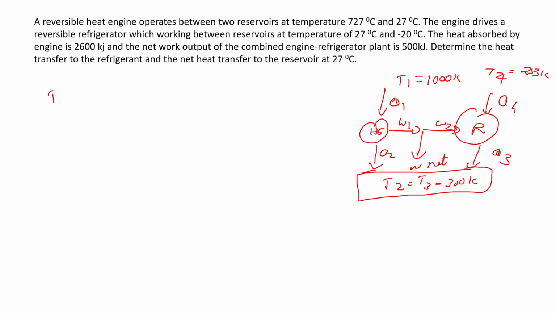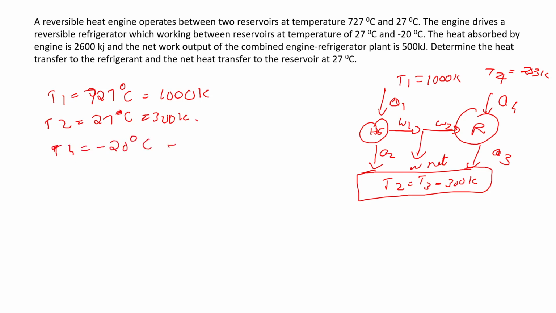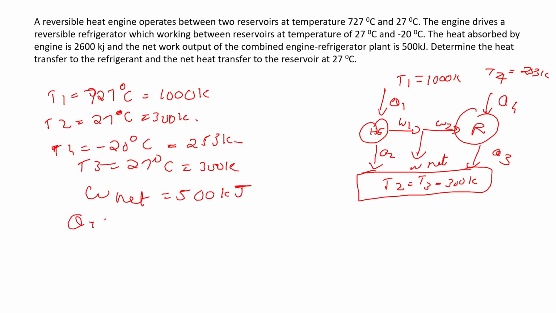Okay, so T1 you can write as 727 degrees Celsius, that will be 1000 Kelvin, and T2 will be 27 degrees Celsius, that is 300 Kelvin, and T4 will be minus 20 degrees Celsius, that is 253 Kelvin. Now T3 is 27 degrees Celsius, that is 300 Kelvin. W net is given, that is 500 kilojoule. Now Q1 is given, 2600 kilojoule. You have to calculate Q4, how much. Similarly Q2 plus Q3 you have to calculate.